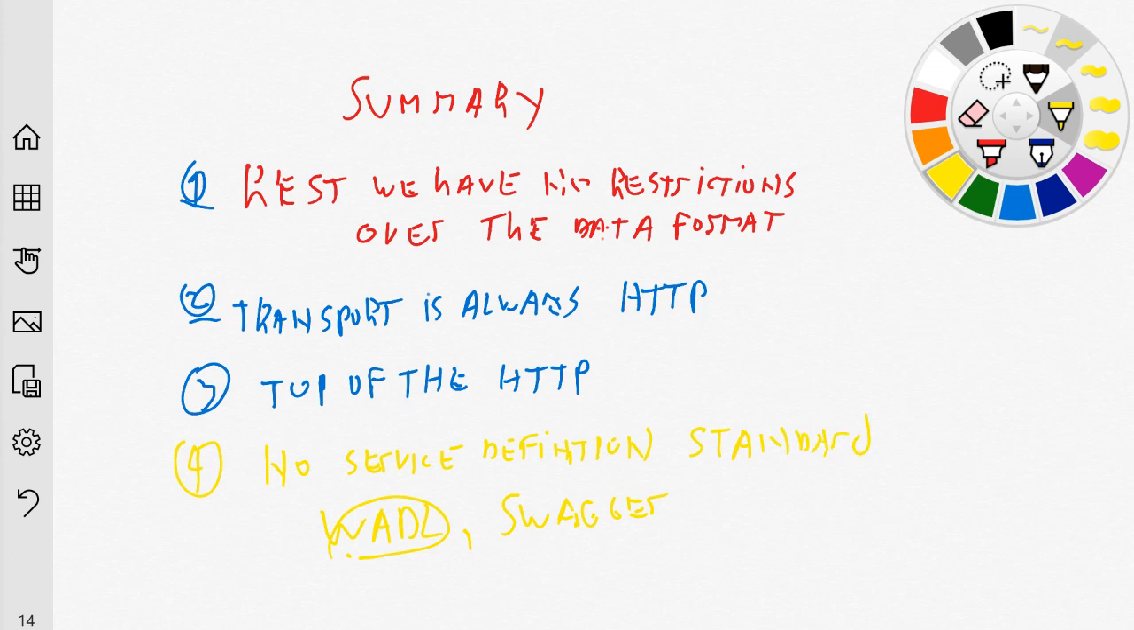Like in the case of SOAP, we have Web Services Description Language. So in REST we can use Web Application Description Language or Swagger. And as I already told you, Swagger is more important.